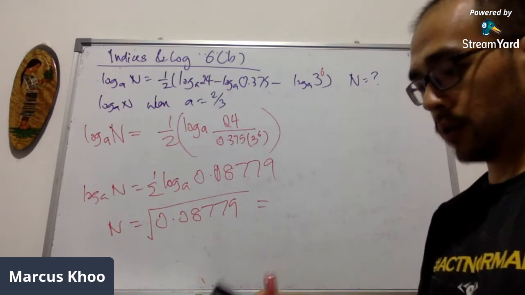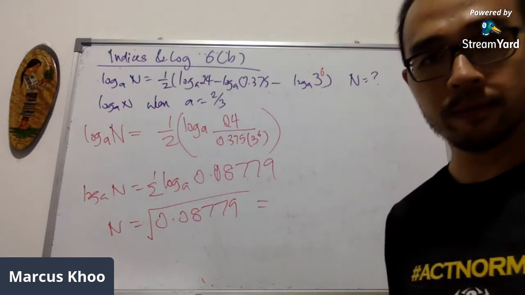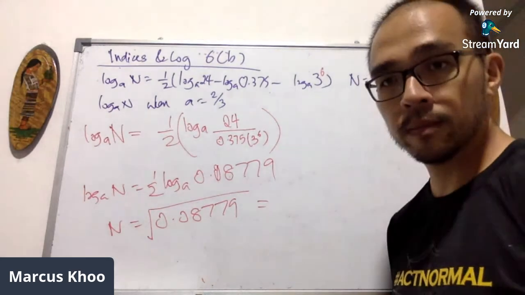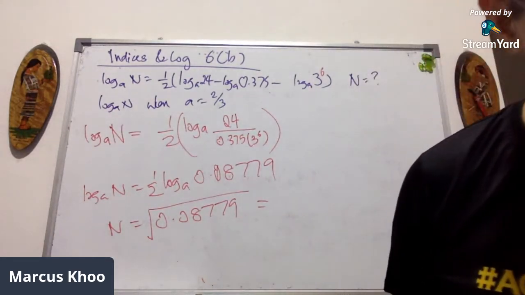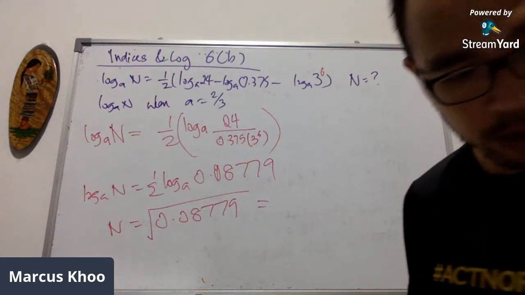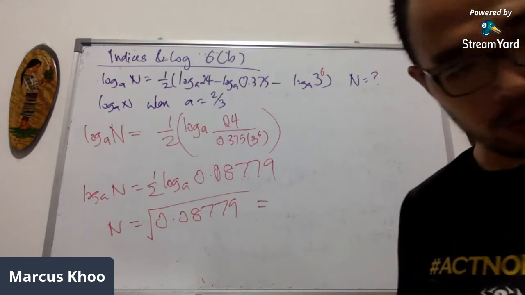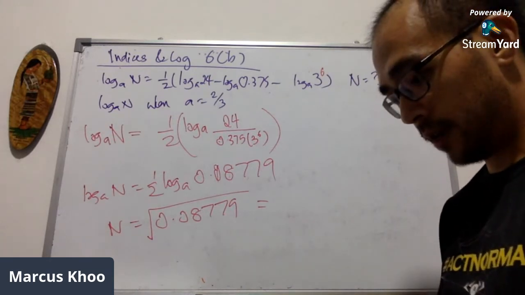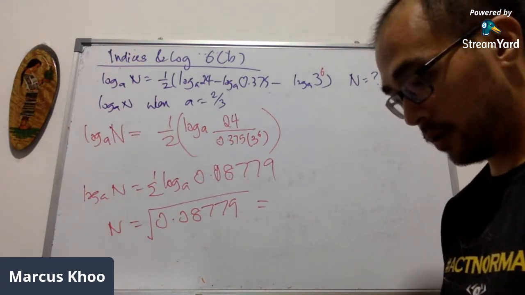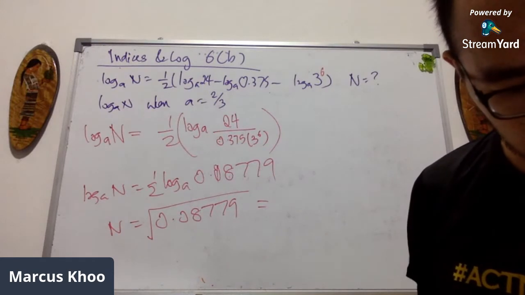The square root of 0.08779 is about 0.3. Oh, sorry, my mistake. Did I write 64? Three to the power of 6, 729. Yeah, 0.375 times 729 times 24. Yeah, correct. N is about 8 over 27.